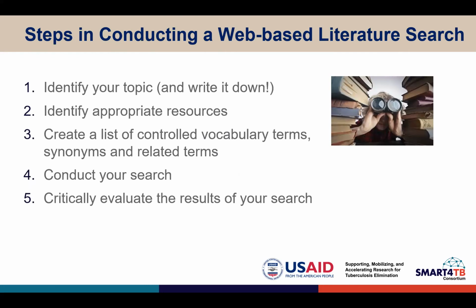Here are the steps in conducting a web-based literature search. Number 1, identify your topic and write it down. That is extremely important to do. Number 2, identify appropriate resources. Number 3, create a list of controlled vocabulary terms, synonyms, and related terms. Number 4, after creating your vocabulary terms and the different concepts, you will be conducting your search. And then when you click send, you're going to see the results of your search. And then you're going to critically evaluate the results of your search.